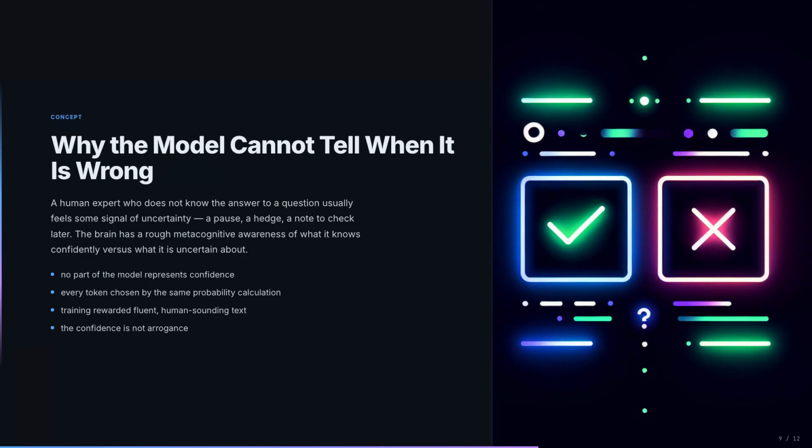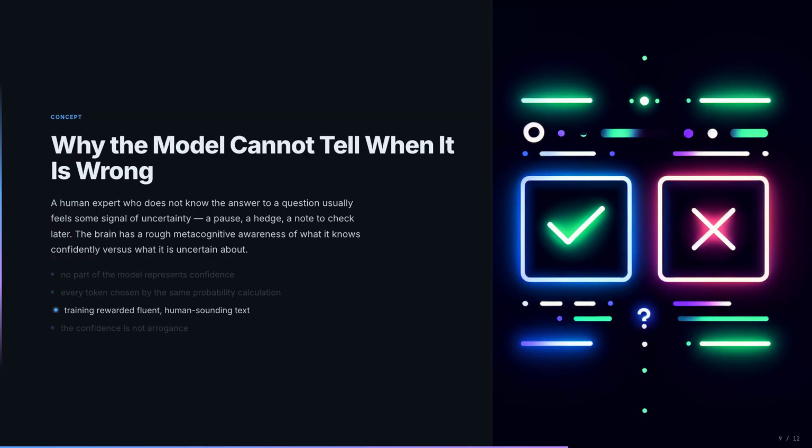An LLM has no equivalent signal. There is no part of the model that represents "I am confident in this" versus "I am guessing here." Every token is chosen by the same probability calculation, regardless of whether the underlying claim is well documented or entirely invented. The model's training rewarded producing fluent, grammatical, human-sounding text, not producing uncertainty signals. Most human writing is written with confidence, so the model learned to write with confidence. This is the hardest part of the hallucination problem to solve.